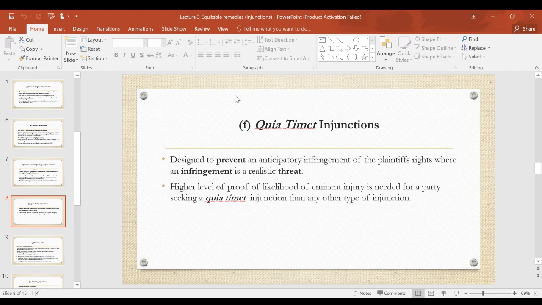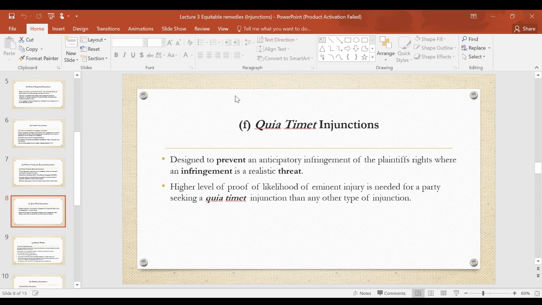So we also have a Quia Timet injunction, which is designed to prevent an anticipatory infringement on a plaintiff's rights. However, this order can only be granted by the court where the plaintiff demonstrates that there is a realistic threat which is imminent in nature and likelihood of injuring that client, I mean rather the plaintiff, if this injunctive relief is not given.